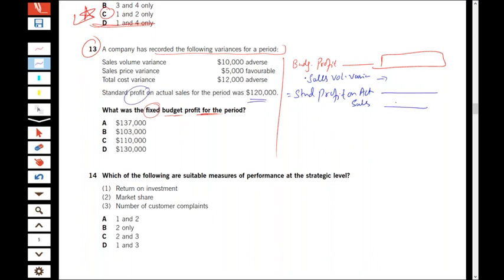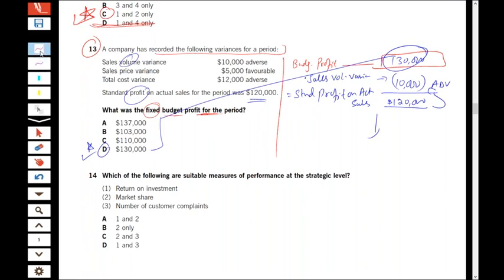Standard profit on actual sales was 120,000, and there was a sale volume variance 10,000 adverse. So nothing to do with the further variances, just simply added up: 120,000 plus 10,000, so it's 130,000. That is a budgeted profit. Option D. And we had solved standard costing and variance analysis and the profitability statement, that is operating statement, in the third day of this webinar series. So this is simply the following of the format of the operating statement. I'm writing here the operating statement. So you should be remembering the format of the operating statement.